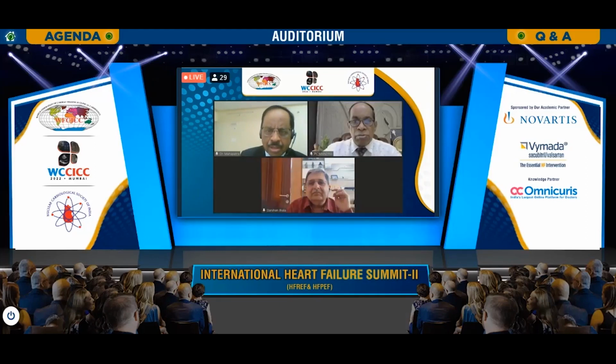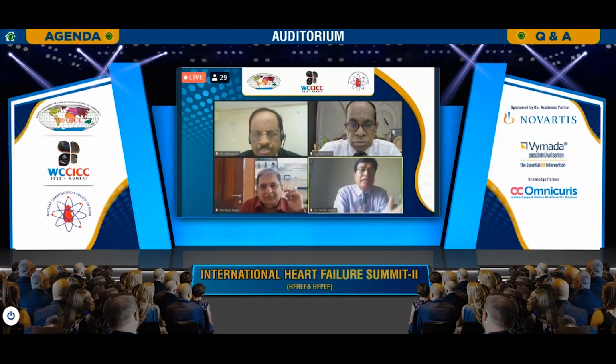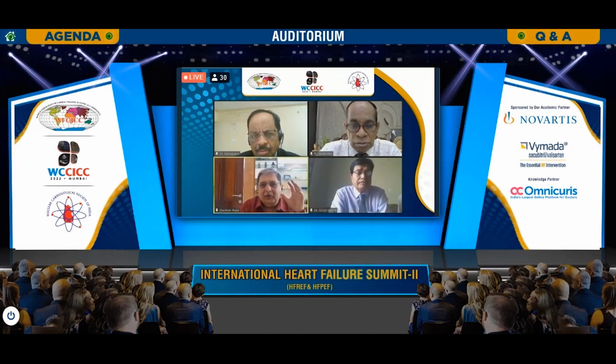Right. And second question is, if we do this ST2 estimation in heart failure with reduced ejection fraction or heart failure with preserved ejection fraction, is there any difference, like BNP and NT-proBNP? No, because it is basically dependent on the amount of fibrosis which is likely to happen inside, and it's a fibrosis marker. So it is equally predictive in both HFpEF and HFrEF.